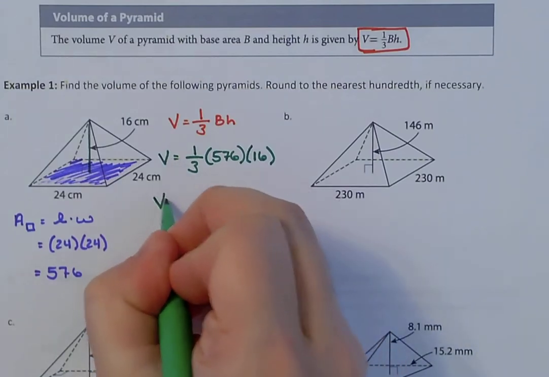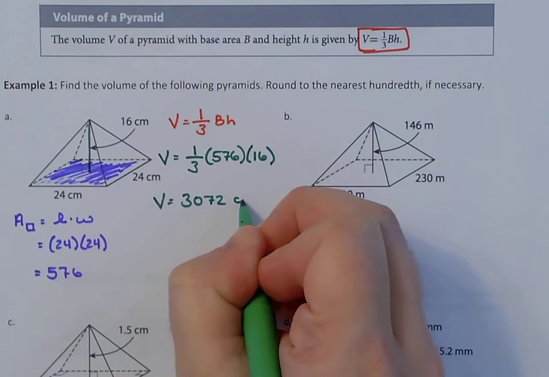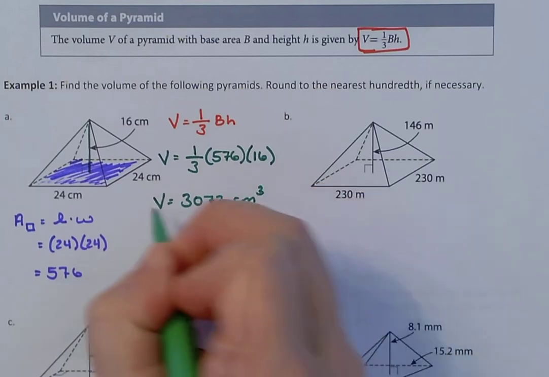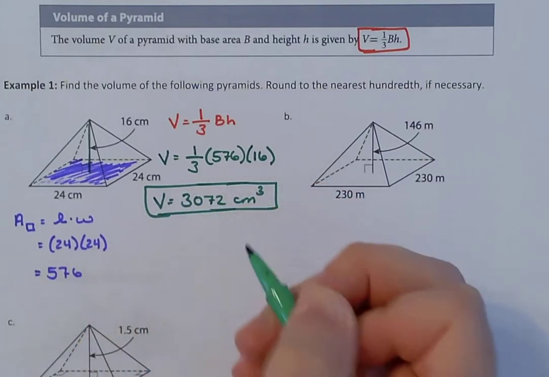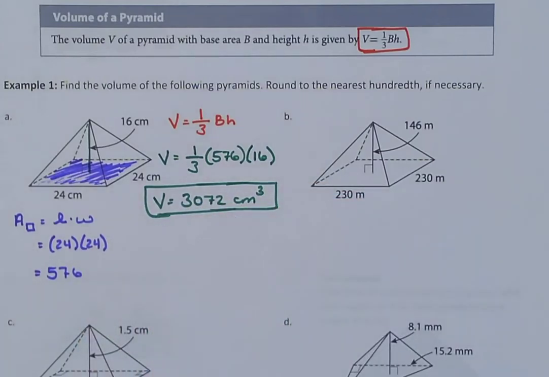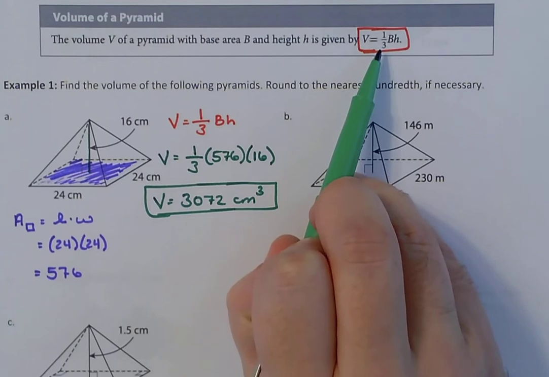So it's 3,072 centimeters cubed. Remember, it's units cubed because we are talking volume, not area. And that is how you go through and find the volume of a pyramid. So, find the area of the base. Once you have the area of the base, identify the height of the pyramid, and then just plug everything into 1/3 B times H.